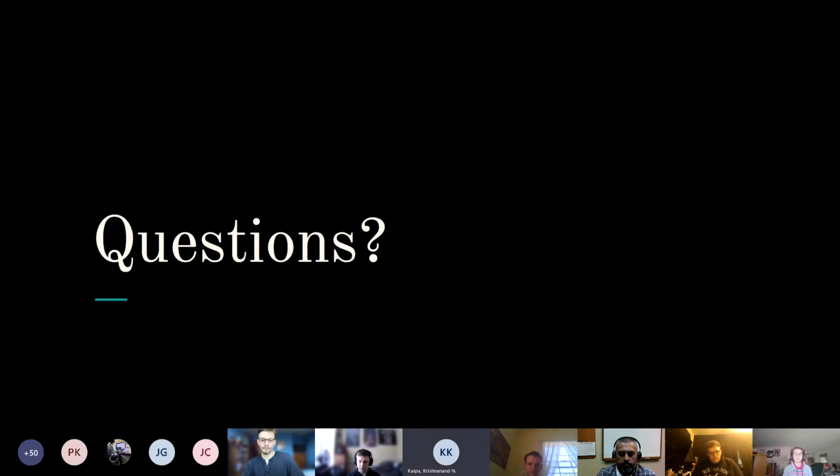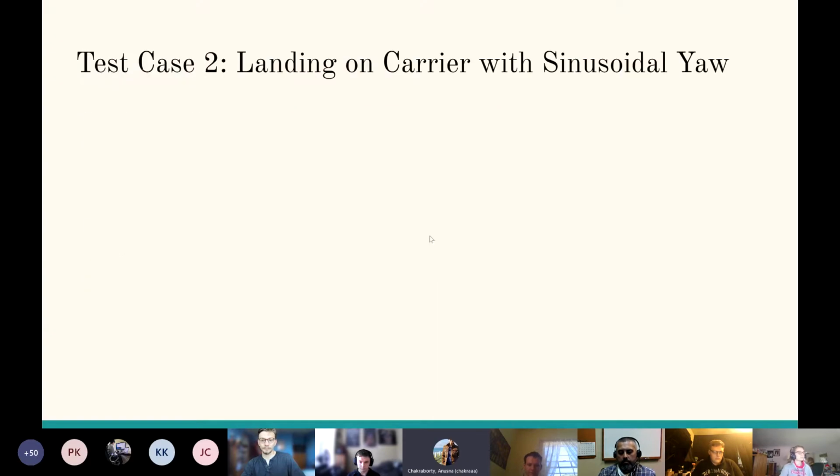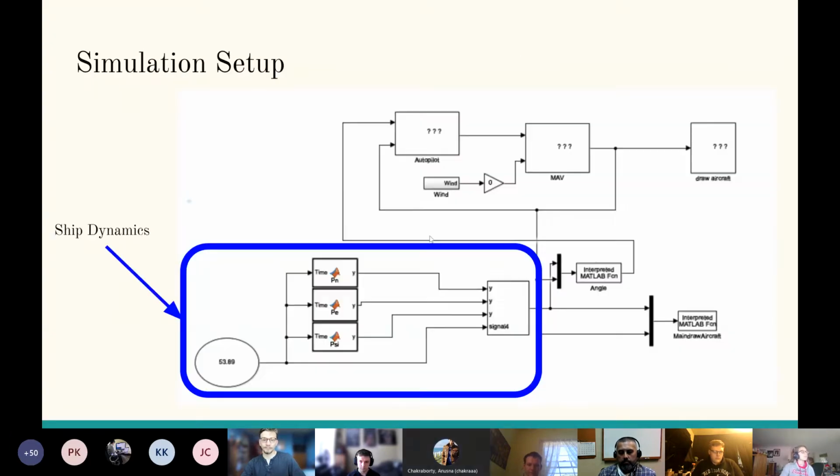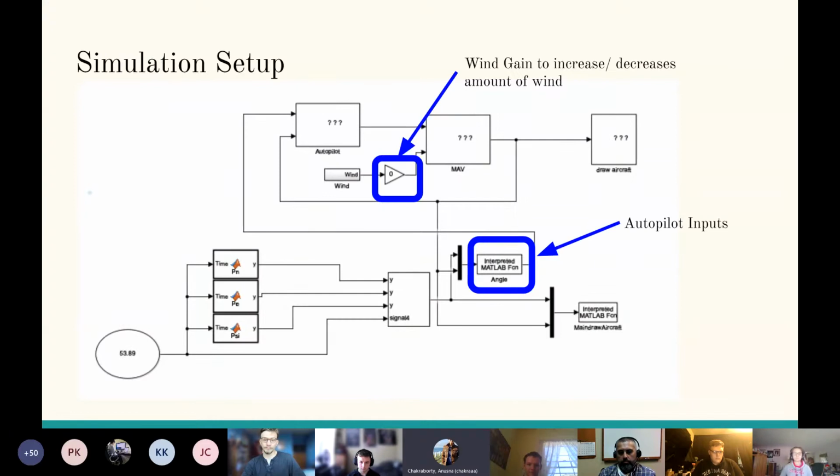Hi. Yeah. So, could you go back to your Simulink diagram slide? Yes. I was just wondering, what is that quantity, that 53.89 at the bottom left corner? That's a clock. Oh, okay, I see. And I had another question.